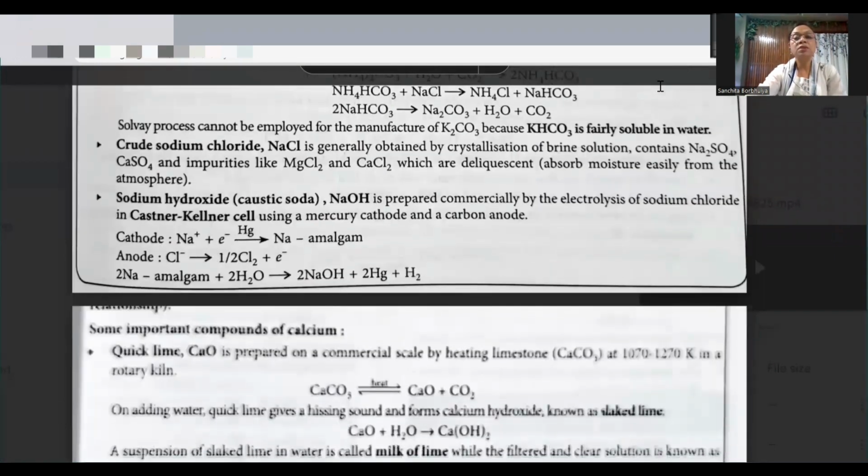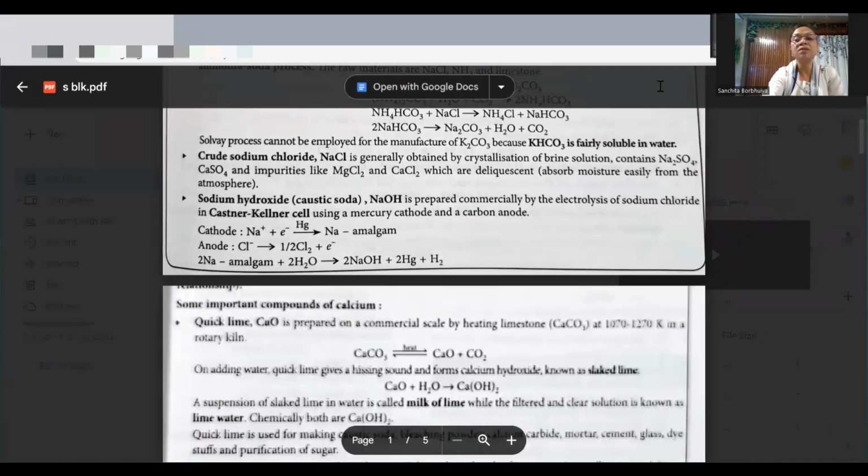So just a small question which may be asked in this. So what happens is you can prepare sodium hydrogen carbonate by this process, but if you want to prepare potassium carbonate by this process, Solvay's process cannot be employed because potassium hydrogen carbonate is fairly soluble in water. We require a precipitate. A precipitate should be filtered, heated, and then it can give you the carbonate. So that's the problem with preparation of potassium carbonate by Solvay's process.